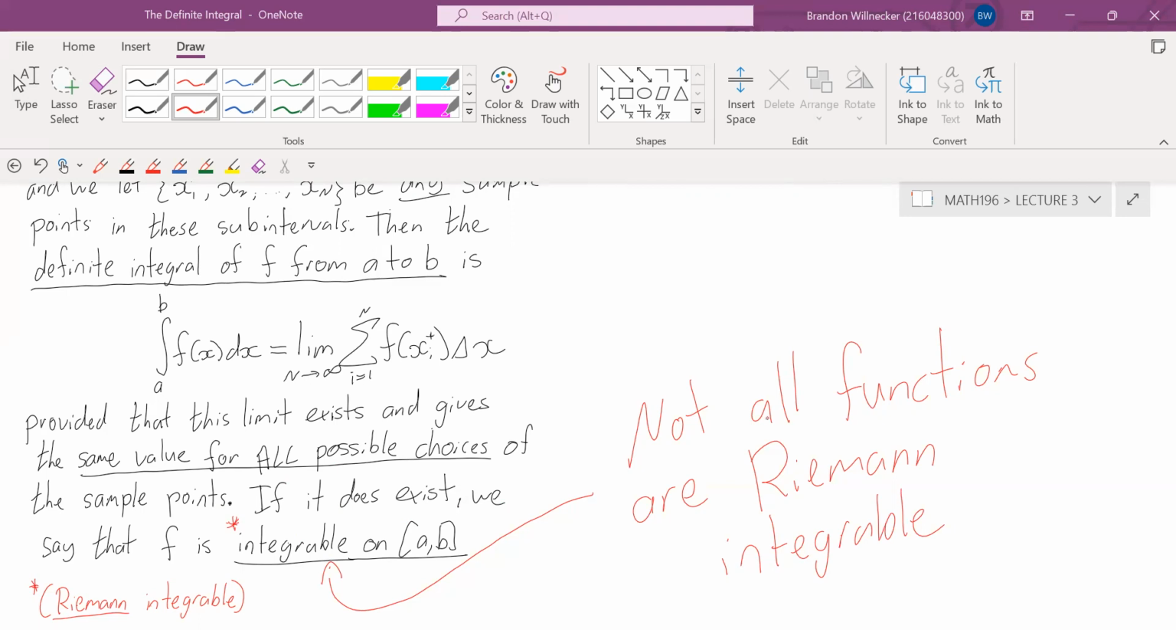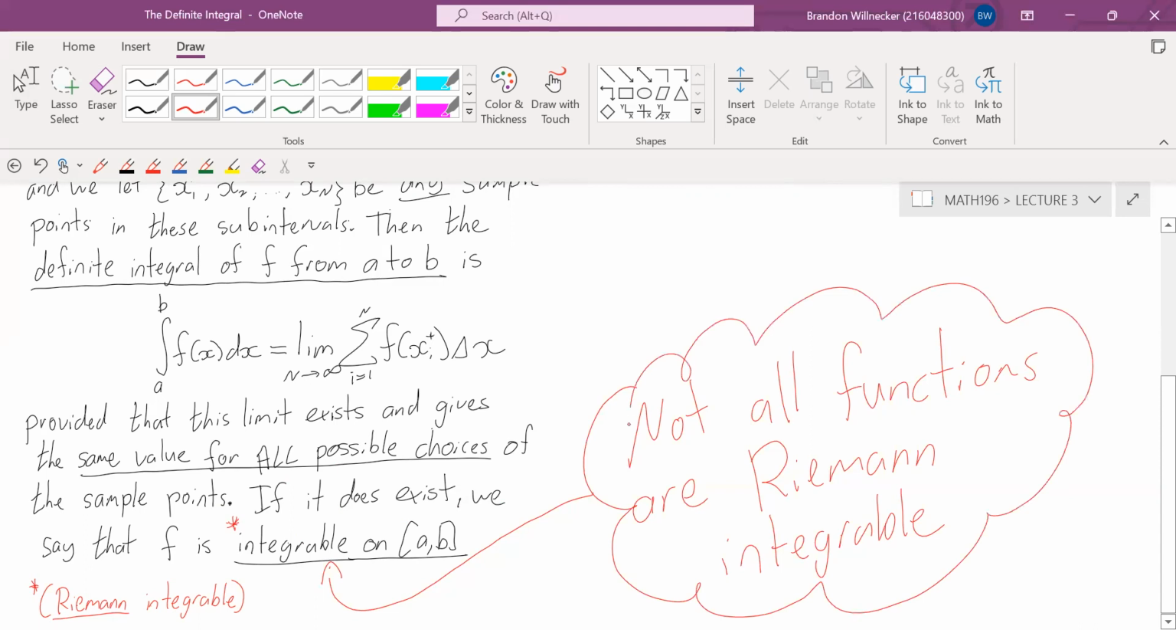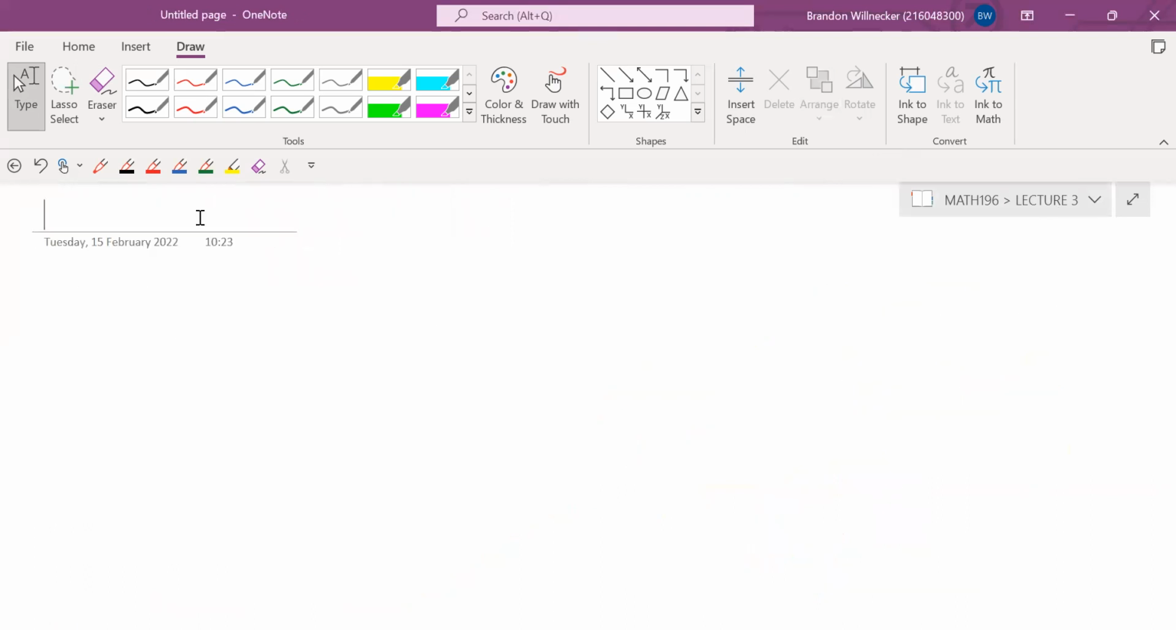And then this condition of whether it can be integrated or not integrated, that depends on these two conditions here that we spoke about. So let's just highlight that here. So not all functions are Riemann integrable. So how do we know if a certain function is Riemann integrable or not integrable? Okay, so we have a theorem for that.